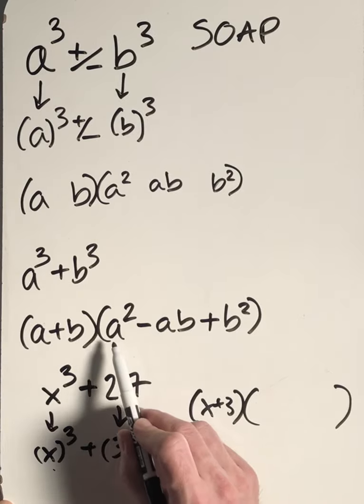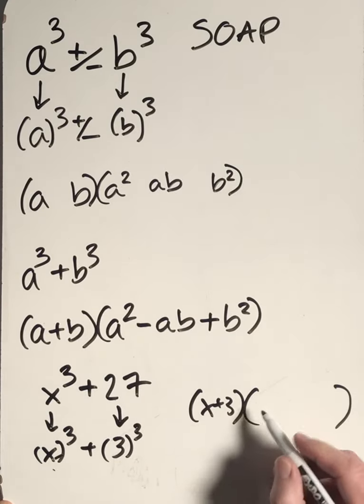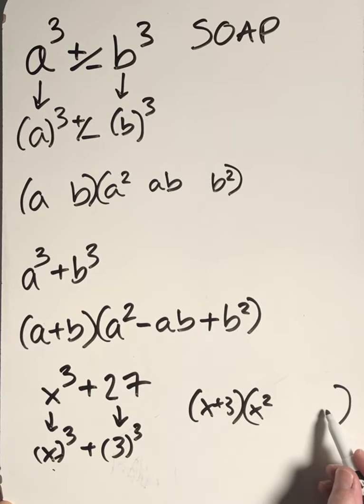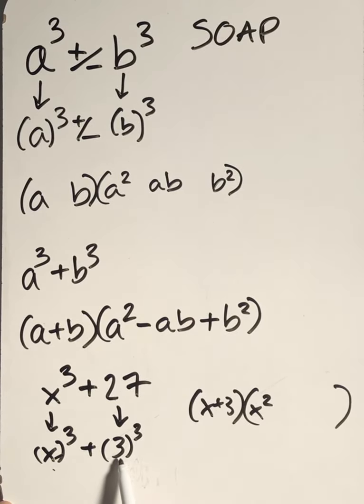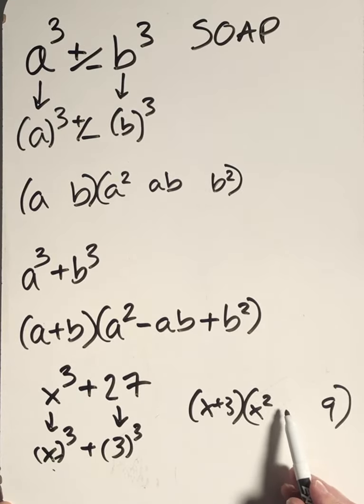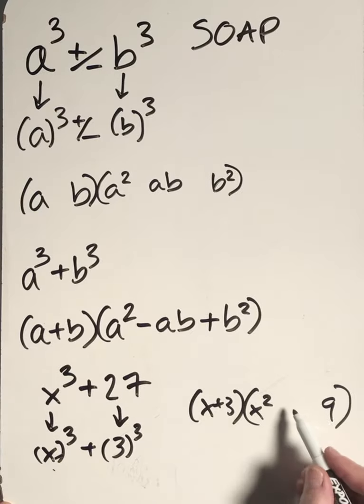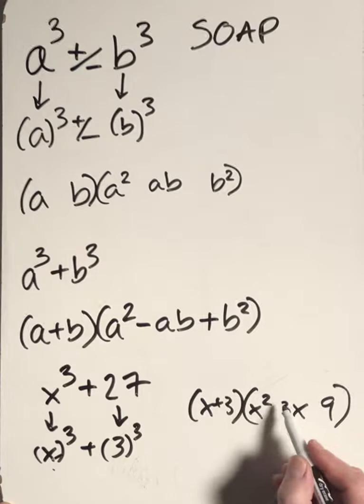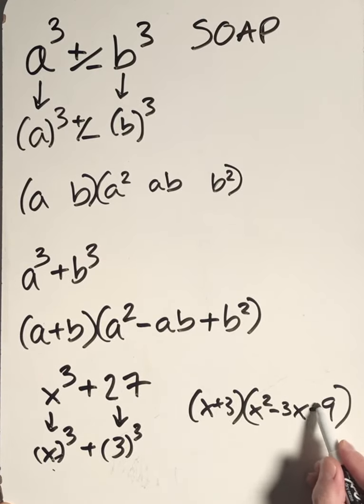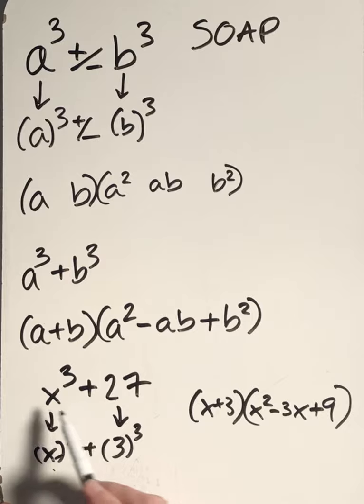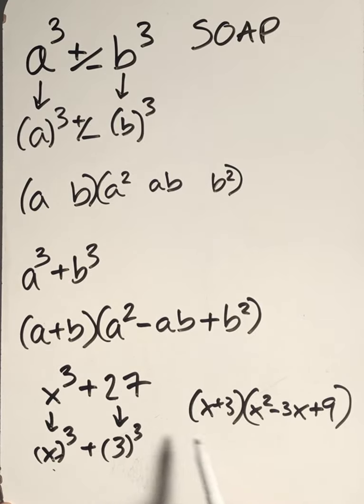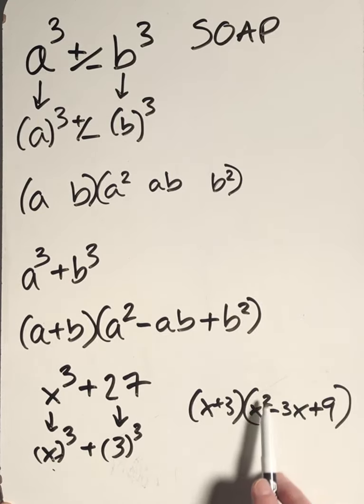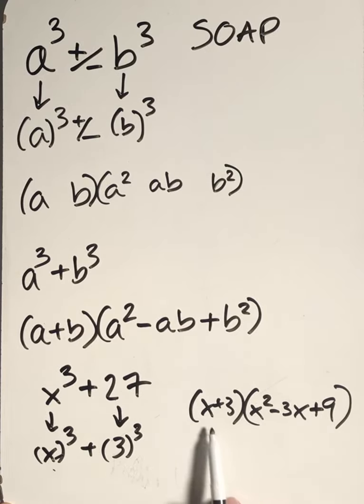Your first term here, instead of being A squared, would be x squared. Your third term, instead of being B squared, would be 3 squared, which is 9. And then the middle term would just be A times B, or 3 times x. This sign would always be the same as this. The next sign would be the opposite, and the last sign would always be positive. So x cubed plus 27 would factor to x plus 3 times x squared minus 3x plus 9, and you could check this by foiling and then combining like terms.